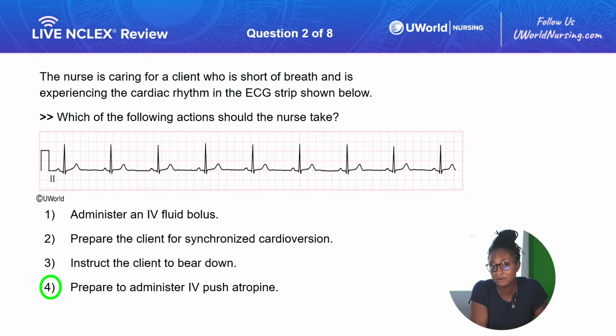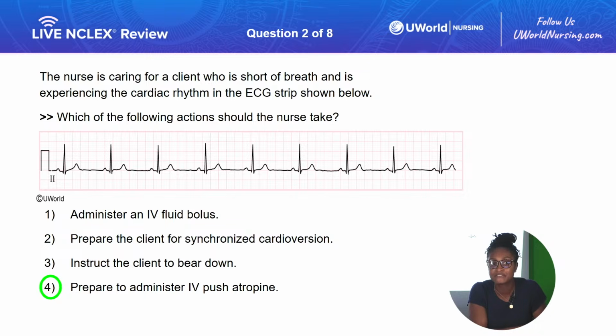Atropine is a medication that we give to accelerate the heart rate, and it works fairly quickly and very well. And you do it through a push, not through a drip or a continuous type of thing. Options 1, 2, and 3 are all things that we would do for a tachycardic rhythm, so a rhythm that is greater than 100 beats per minute. So this one, administer IV fluid bolus, that kind of increases the vascular blood, and so the heart doesn't have to work as hard to pump at a faster rate.